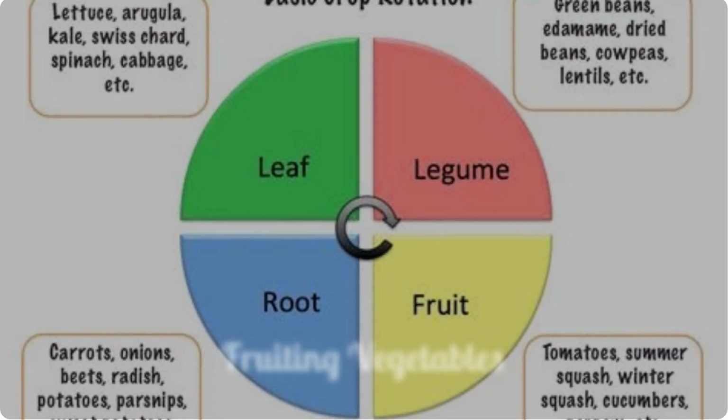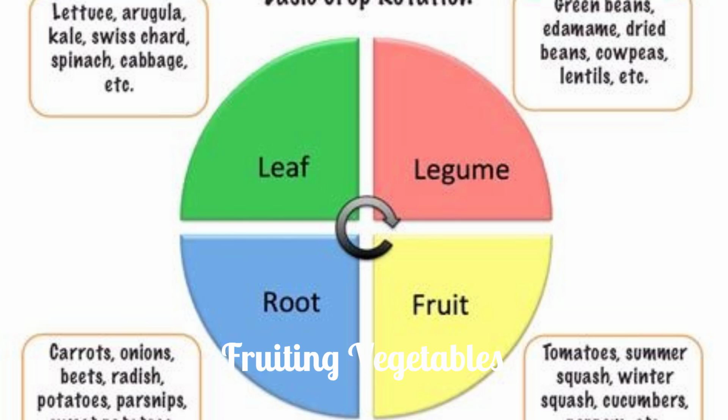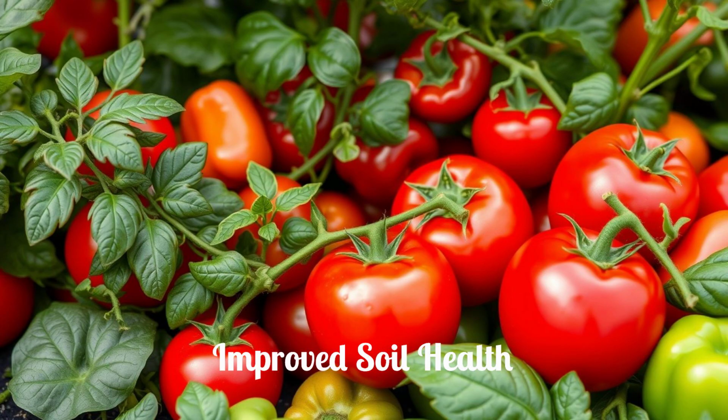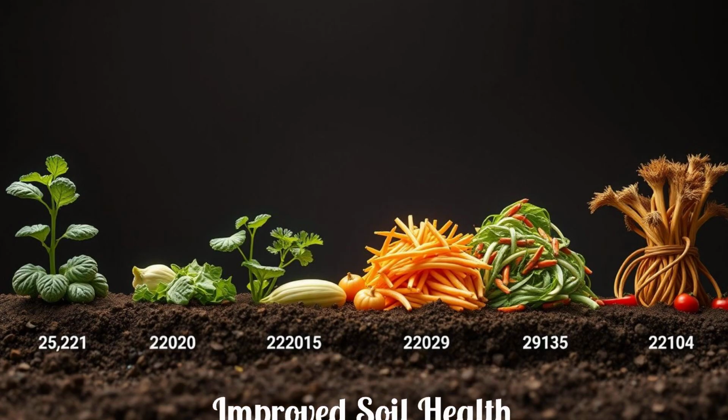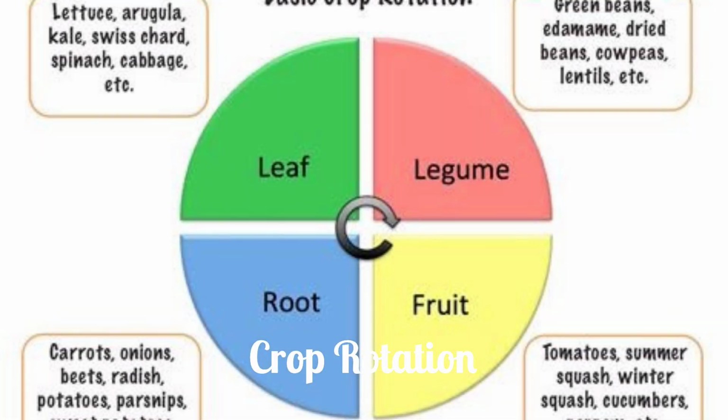Year 3, introduced fruiting vegetables utilizing the nutrient-rich soil. Year 4, planted root crops which improved soil structure. This rotation not only improved soil health, but also led to a noticeable increase in vegetable yields over the 4-year period.